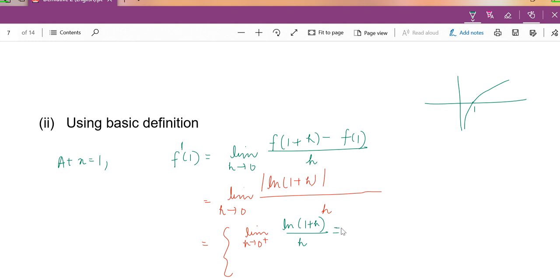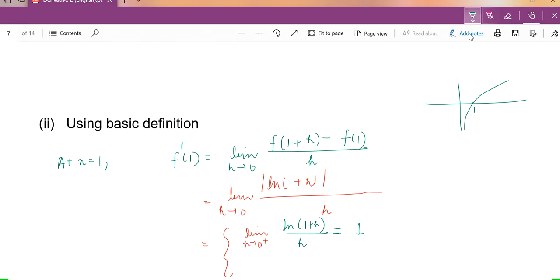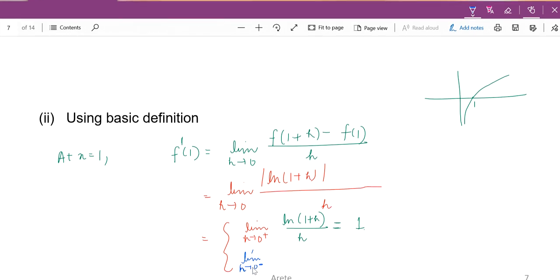And what is this? Okay, you might have done the limit problems. This limit is nothing but 1. Let's look at the other one. So you want the limit as h goes to 0 from the negative side. If my h is coming to 0 from the negative side, that means this is a slightly negative number. So you are a little before 1, somewhere here before 1.